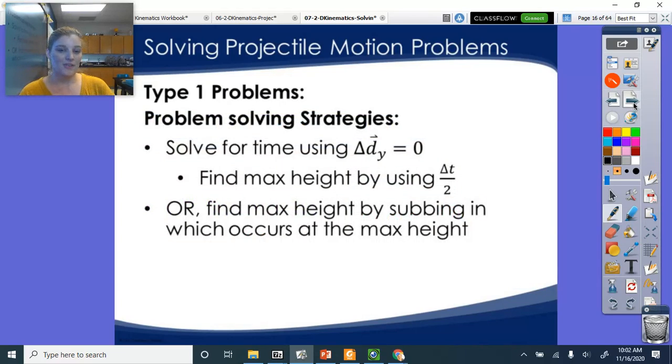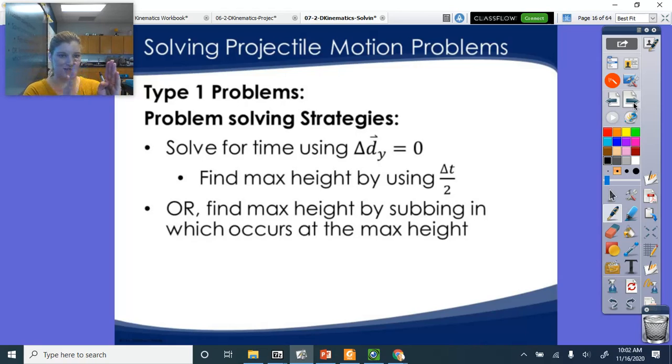So the first strategy for these types of problems is to solve for time. And to do that, we set our displacement in the y equal to 0. This means that we can cancel out a ton of different things because we've already gotten rid of one whole variable and we already know our acceleration. So then we can find the maximum height after solving for time by dividing that by 2. So that's going to be the half of our parabola.